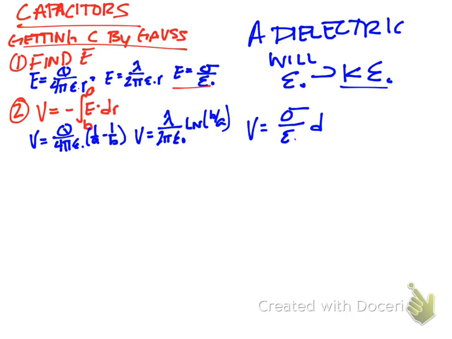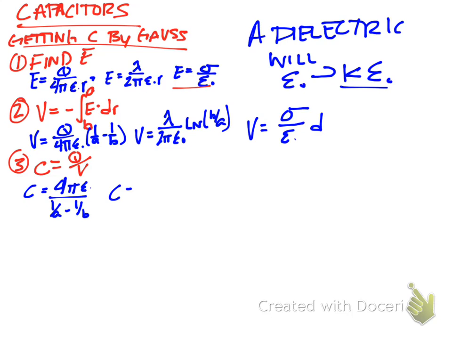And then our third step, after we've done all that, is to say, alright, the capacitance is the total charge over that voltage we just found. And I am skipping a lot of steps, but this is a review. So the capacitance for our sphere is 4 pi epsilon naught over (1 over a minus 1 over b).